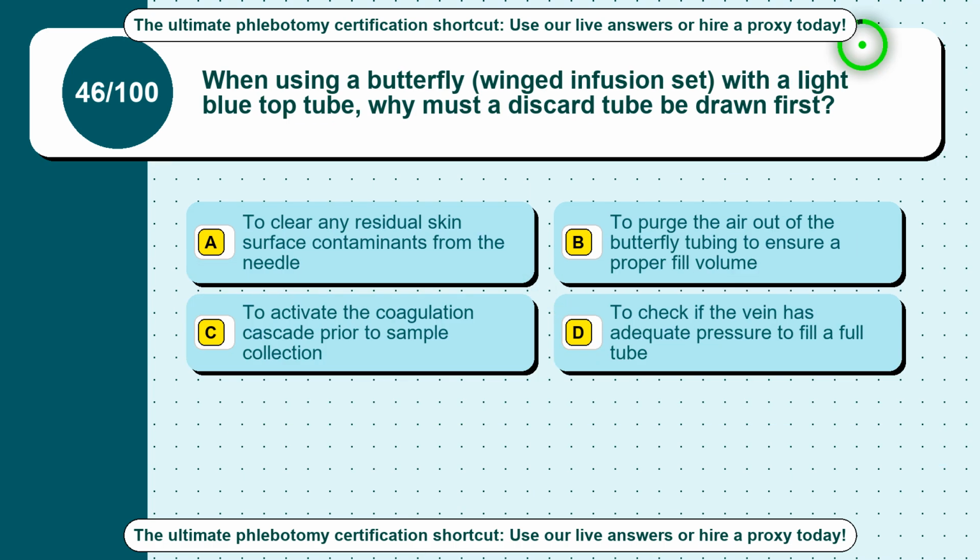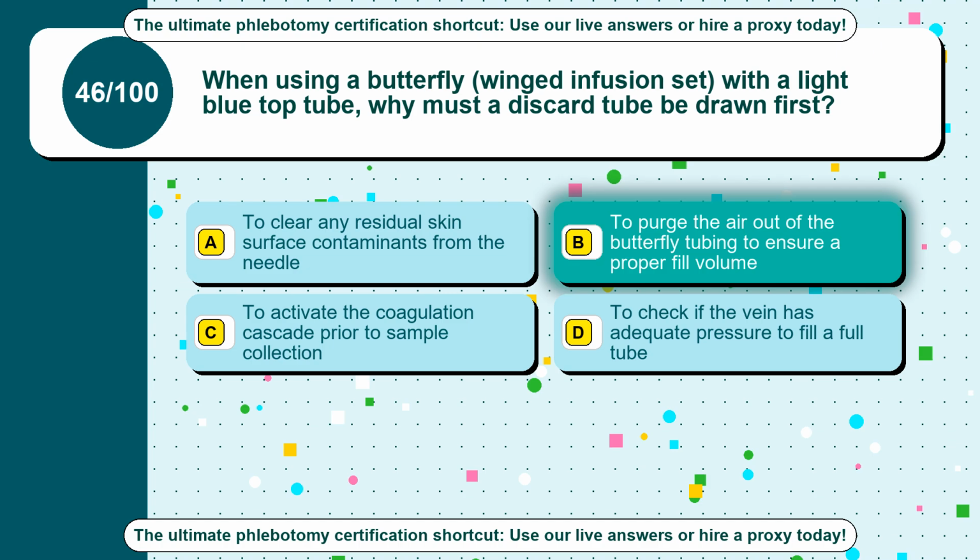Question 46. When using a butterfly winged infusion set with a light blue top tube, why must a discard tube be drawn first? Option A, to clear any residual skin surface contaminants from the needle. Option B, to purge the air out of the butterfly tubing to ensure a proper fill volume. Option C, to activate the coagulation cascade prior to sample collection. Option D, to check if the vein has adequate pressure to fill a full tube.